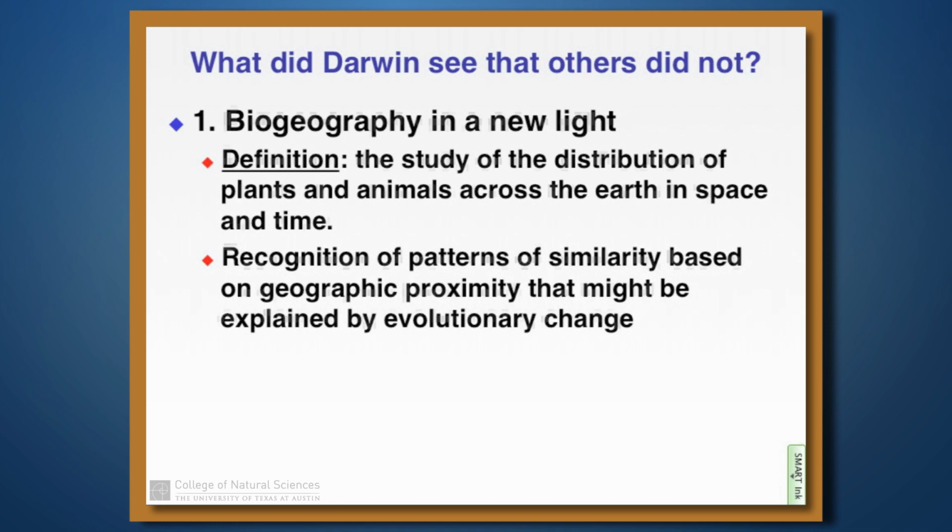The first thing is he understood biogeography in a different way. Biogeography is the study of the distribution of plants and animals across the earth in space and time. When Darwin traveled around the world on the Beagle expedition, he was able to see very large patterns of how different species related to each other in space. He saw that things that were more geographically proximate were more similar to each other than things that were more distant. And he realized that these patterns could be explained by evolutionary change.